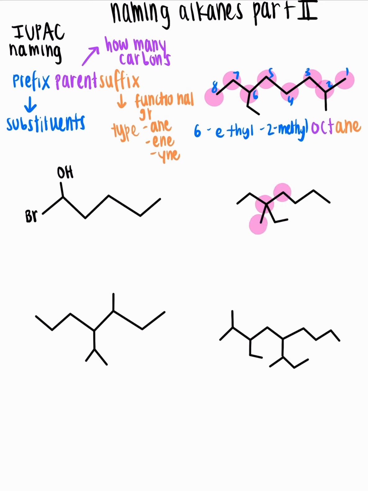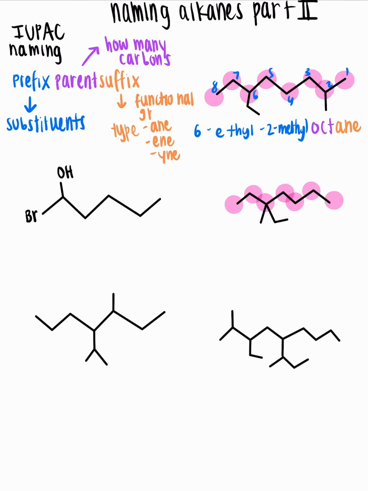1, 2, 3, 4, 5, 6. So no. So now let's check out of the sevens. If I do 1, 2, 3, 4, 5, 6, 7, the substituent would be on 3. If I did 1, 2, 3, 4, 5, 6, 7, again, the substituent would be on 3. So in this case, it doesn't matter. You're going to end up with the same thing.